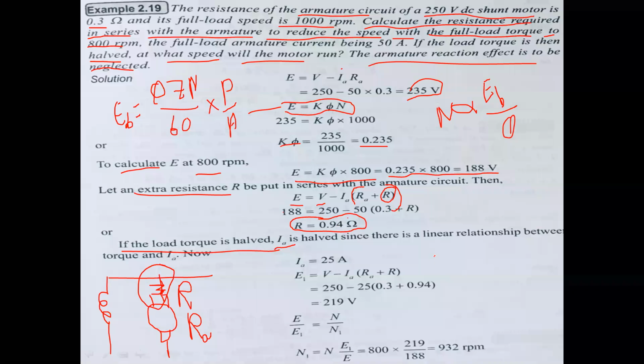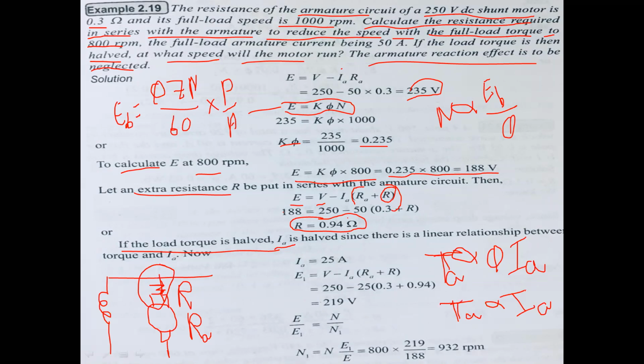So we know that torque is proportional to flux times armature current. This is a shunt motor. Shunt motor means flux remains constant, flux does not change. So with flux constant, armature torque is proportional to Ia.